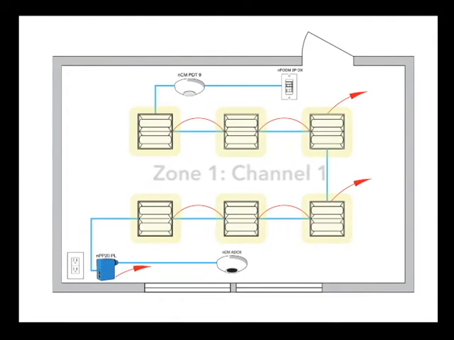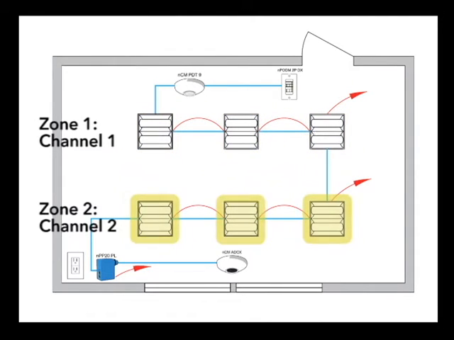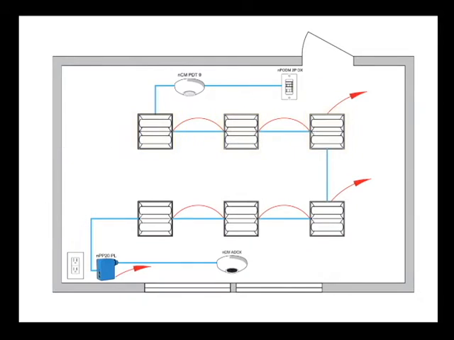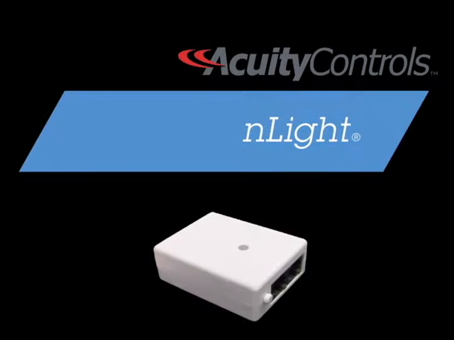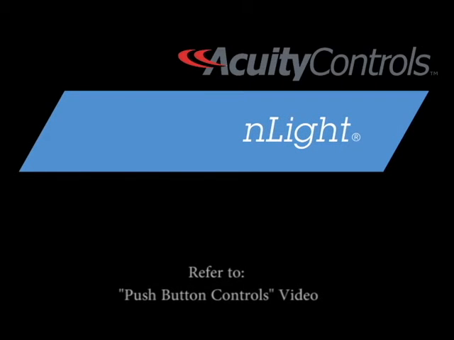You may wish to separate the devices so that they operate as individual control zones and operate on different channels or switches. This is a very simple operation and will be done through the nLight push button programming. Please refer to our push button controls video to learn how to operate the push button technology.